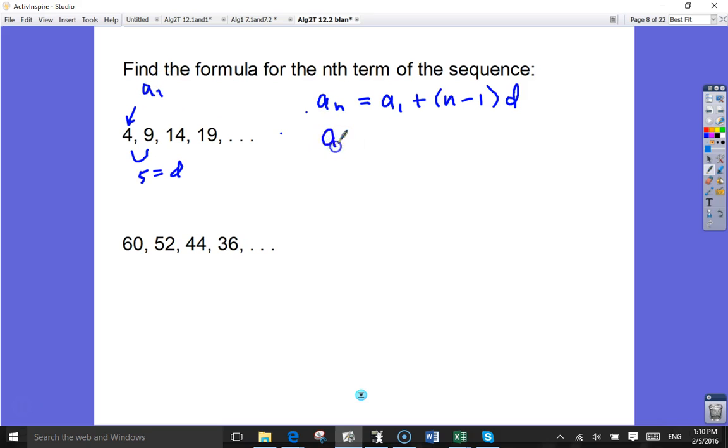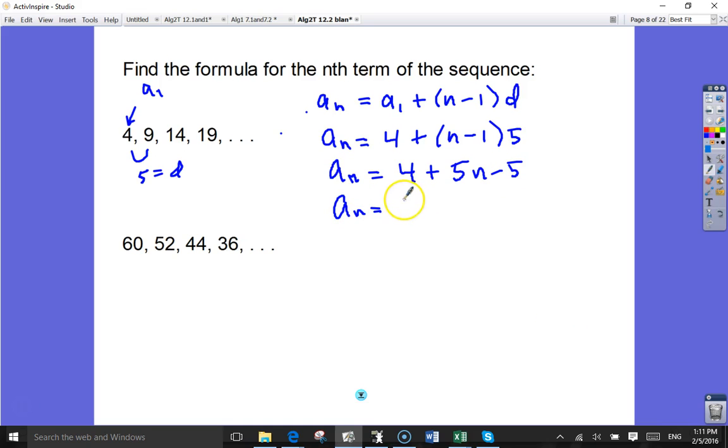So plug in: a_n equals 4 plus n minus 1 times 5. We should simplify that: a_n equals 4 plus 5n minus 5. So a_n equals 5n minus 1. That's the formula.